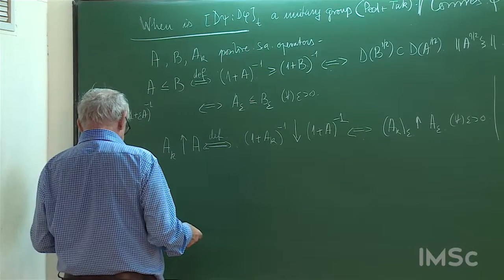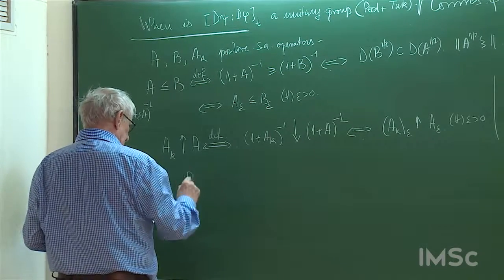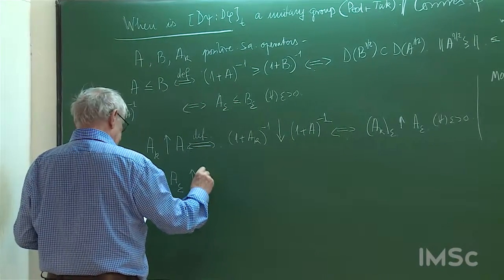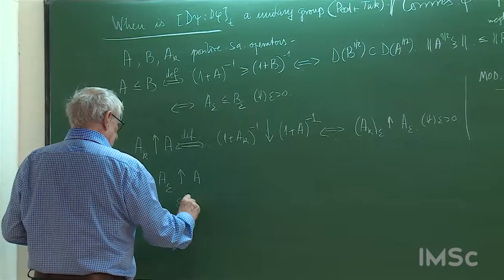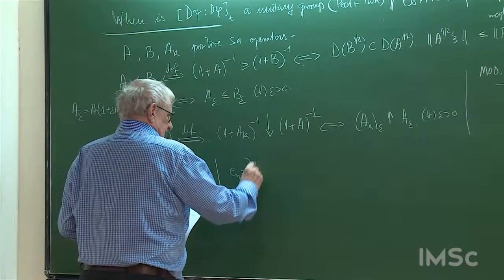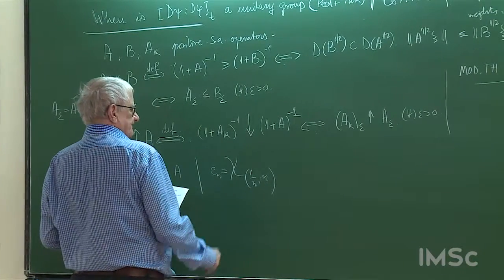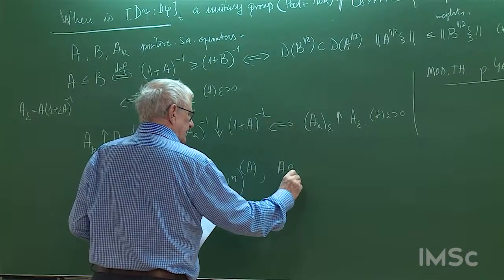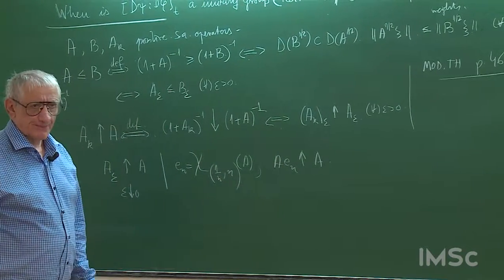Let me say also the following things: for a single A, A_ε converges increasingly to A when ε goes decreasingly to 0, and also if you denote by E_n the functional calculus of A, then also AE_n converges increasingly to A. Okay.